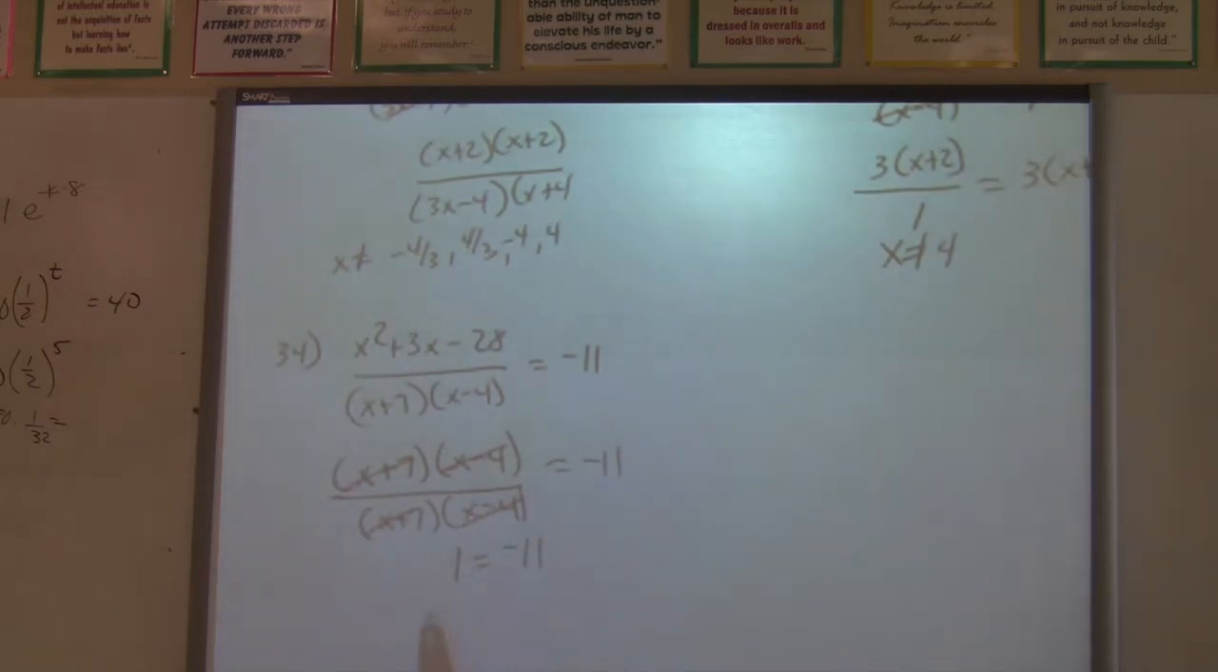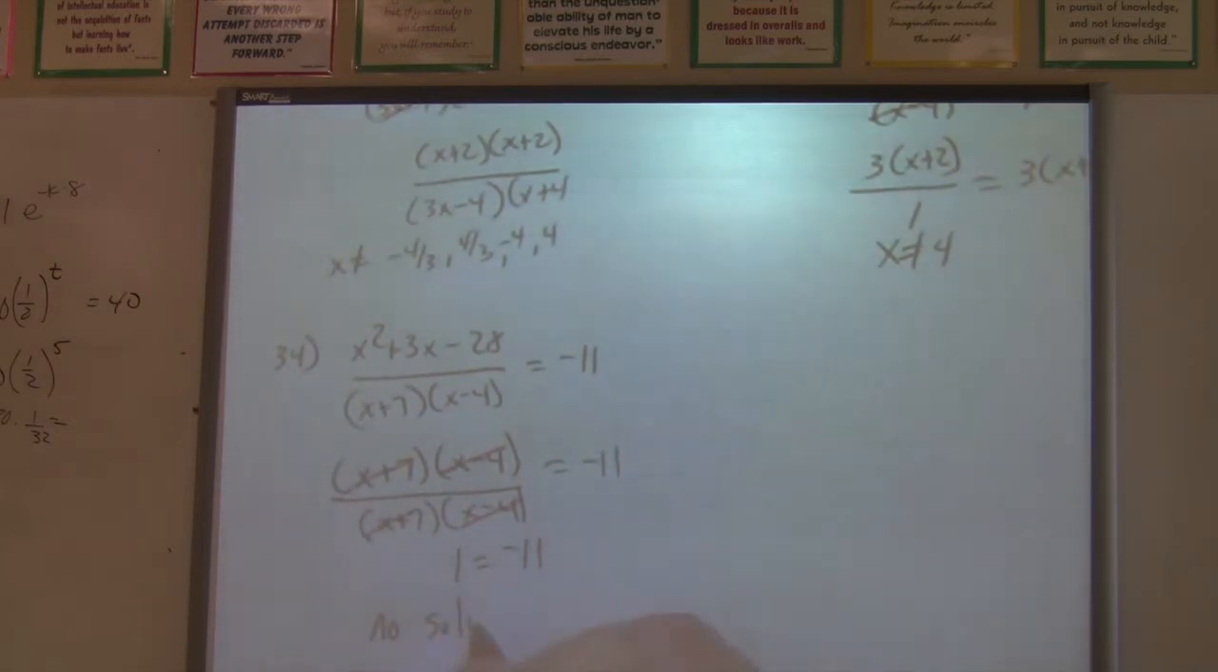Now here the variables canceled and there was nothing left. So remember, that would mean that if they were equal, there'd be infinite solutions. The only thing that wouldn't work would be negative 7 or 4. But since they're not equal, that would mean that there is no solution to that problem.